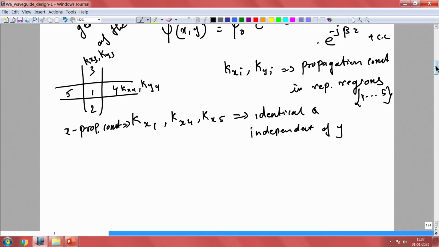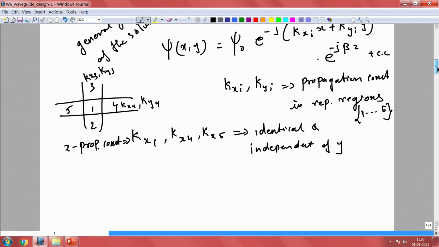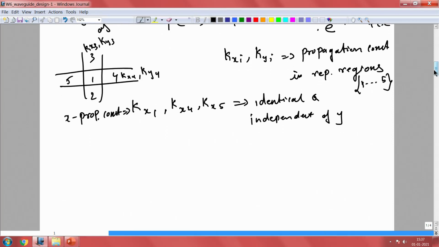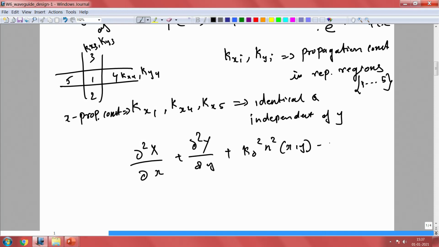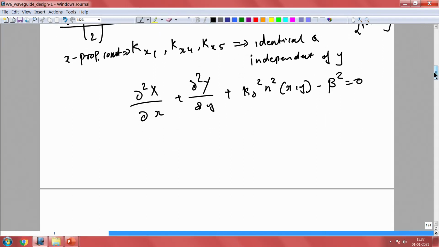So, now we can modify this wave equation: ∂²/∂x² plus ∂²/∂y² plus k0² n²(x,y) minus β² equal to 0. This is something that we know already. So, we need to do some rearranging here.